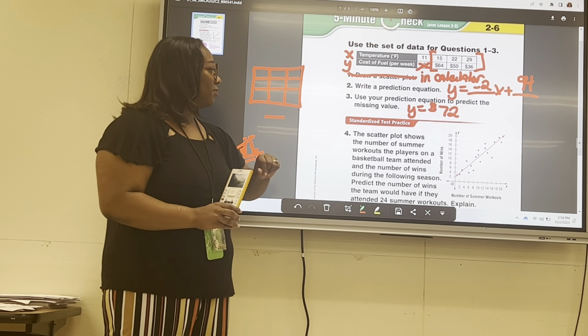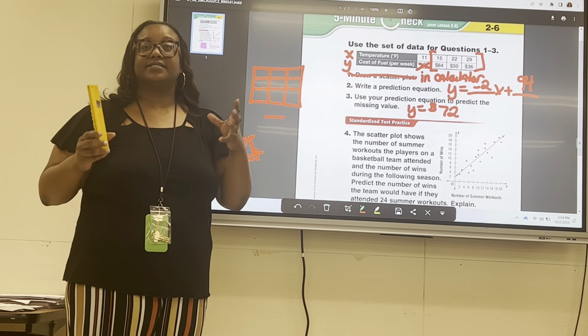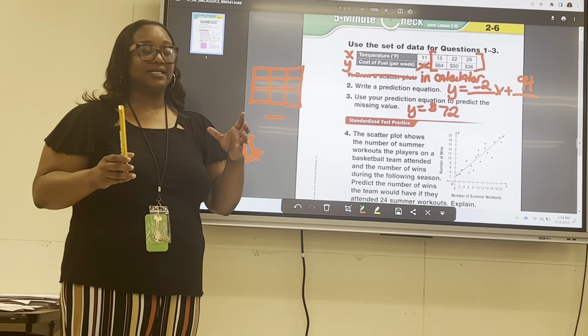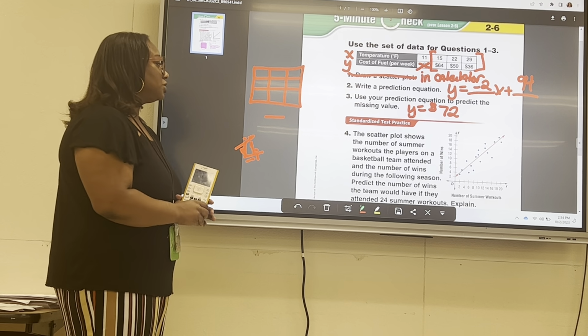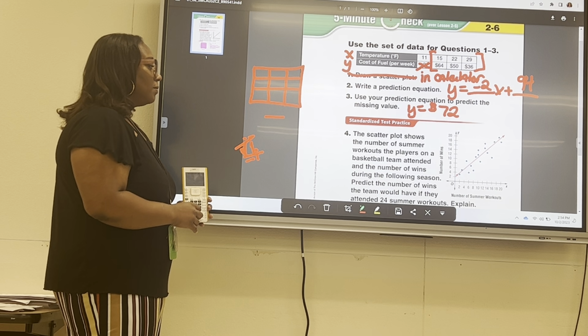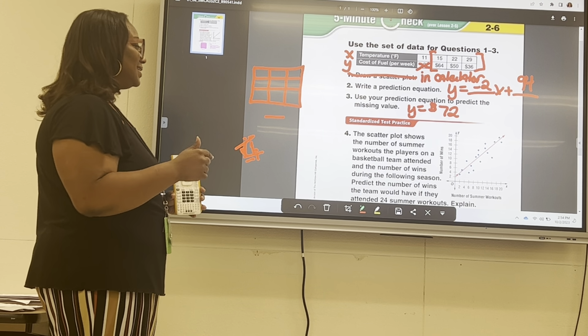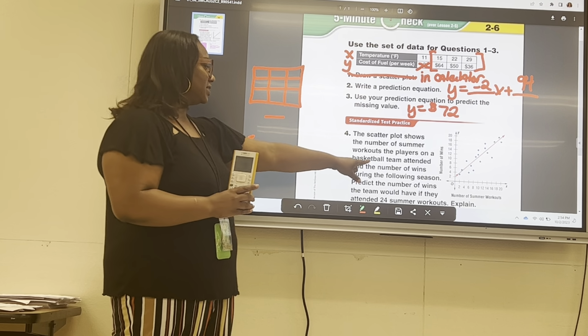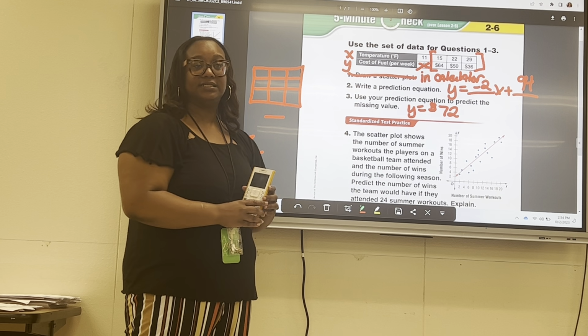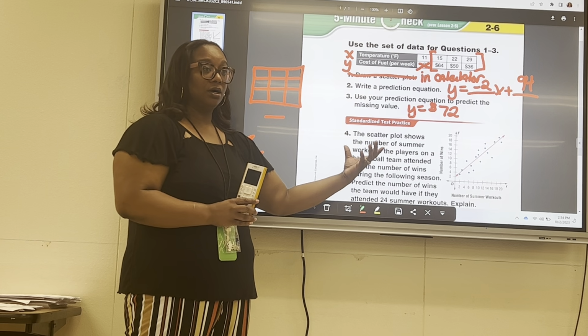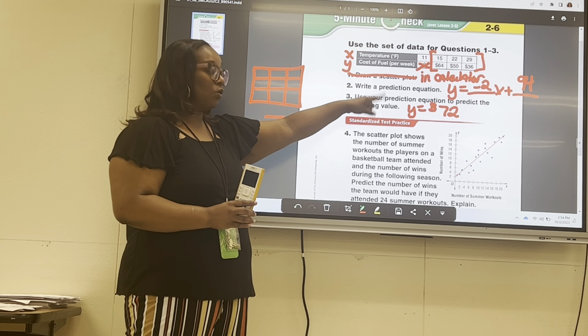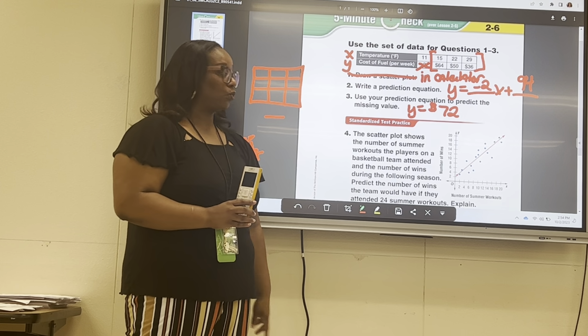All right, let's look at number 4. Now we're going to actually look at a scatter plot and be able to analyze the data based on this scatter plot. So it says the scatter plot shows the number of summer workouts the players in a basketball team attended and the number of wins that they should get in the following season. So based on the number of workouts that they work out over the summer before, that next summer we're able to predict how many games they should win.